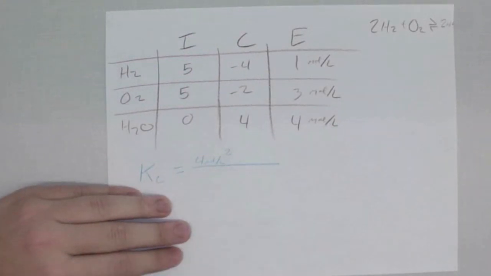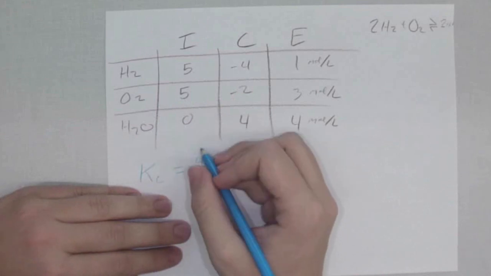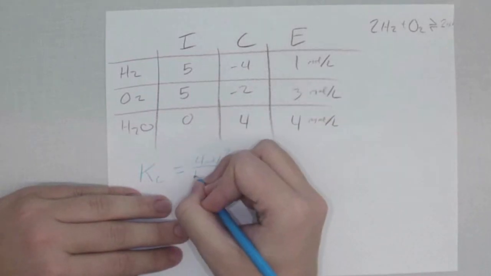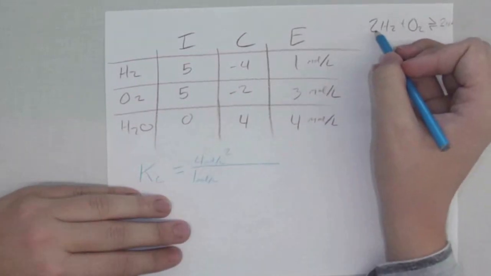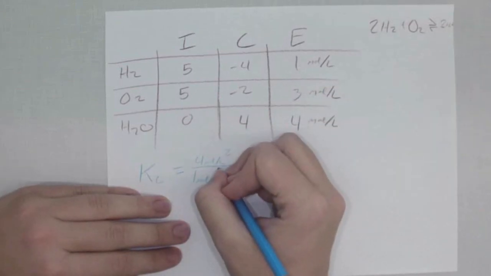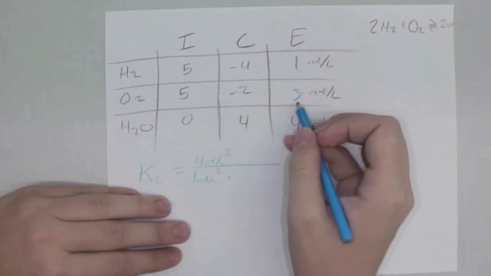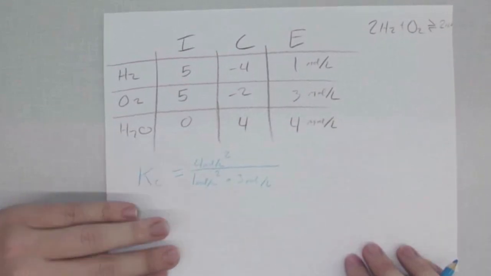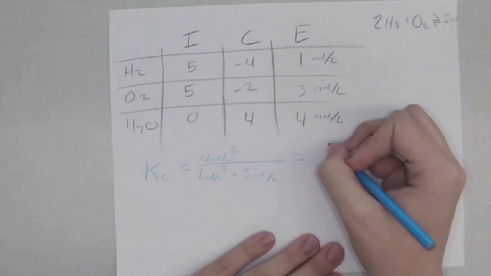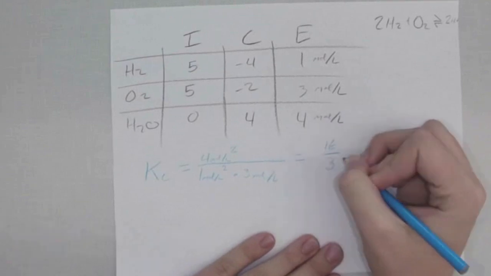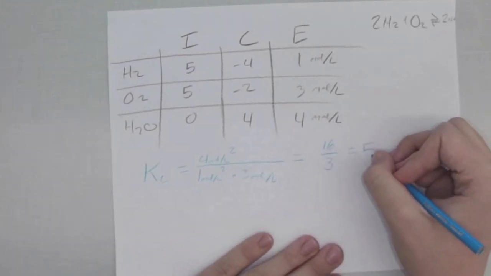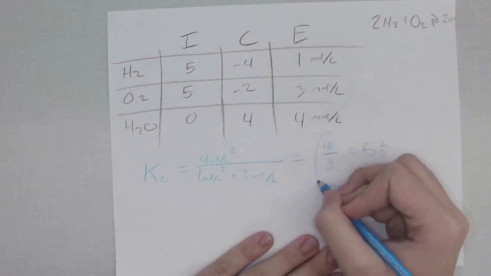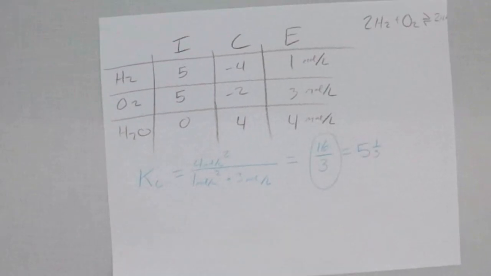So we'll go to the denominator now, where we'll start with our hydrogen. So our concentration of hydrogen ends at 1 mole per liter, and that has a stoichiometric coefficient of 2, so we'll square it. And we'll multiply that by oxygen, which is 3 moles per liter. And we would raise that to the first power, but we don't need to write that. And when you do all that math, you end up with 16/3, which comes out to like 5 1/3 or something, but I would just leave that in the form 16/3. And that is as easy as it is to calculate your equilibrium constant.